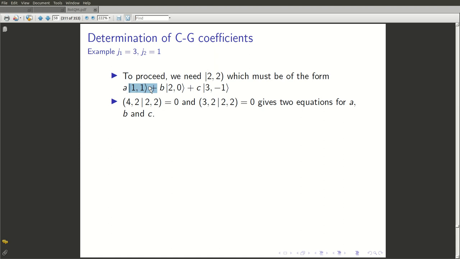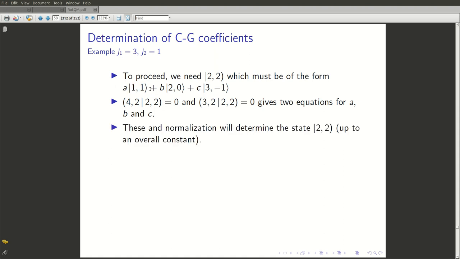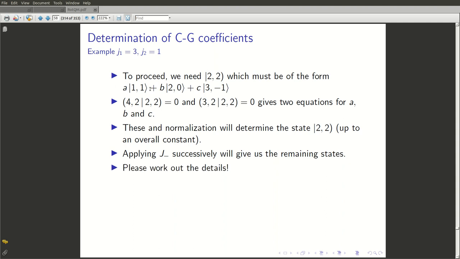These will not give you unique values of A, B and C. To pin down the values of A, B and C, you have to use one more condition, which is normalization. Up to an overall constant sign, plus or minus, this is what you get, and we can start with 2,2, then apply J minus successively, and we will get 5 more states, and we will be done. So it's up to you. Please work out all the details.